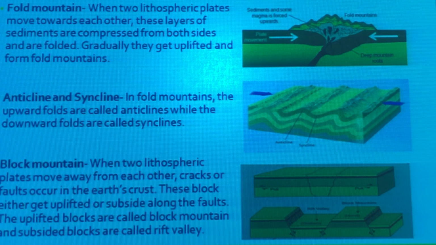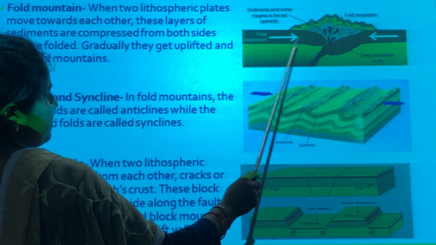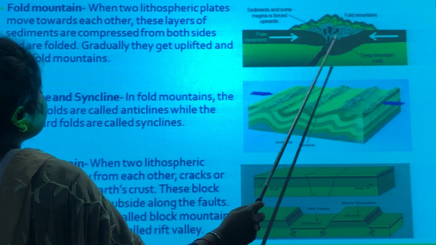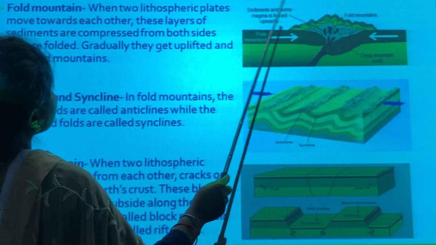Now mountain. There are four types of mountain: fold mountain, block mountain, volcanic mountain and residual mountain. But in this chapter we will learn about only two mountains, that is fold and block mountain. Now what is a fold mountain? How does it occur? When two lithospheric plates move towards each other, the layers of sediments are compressed from both sides and are folded. So these are called fold mountains.